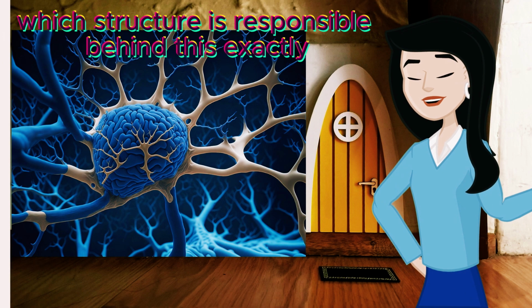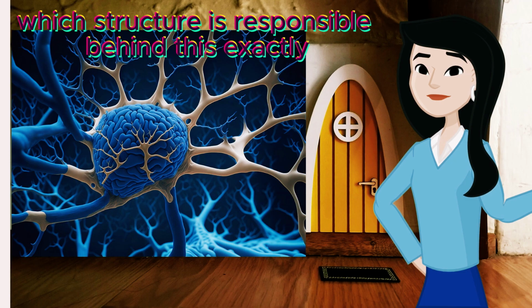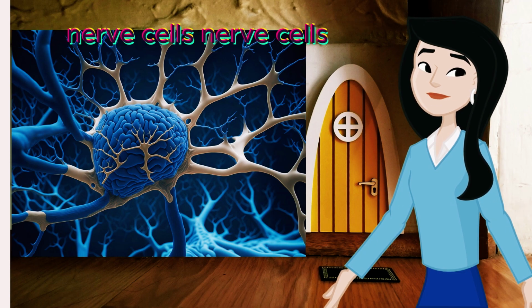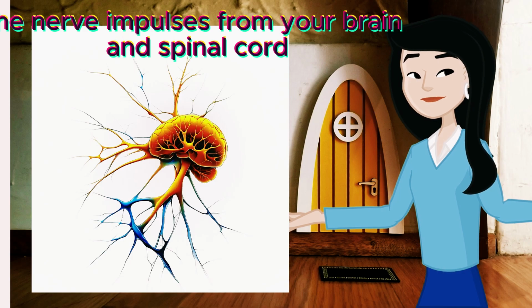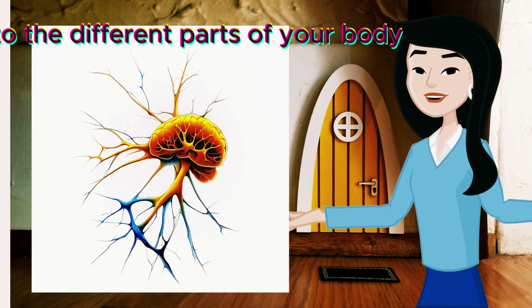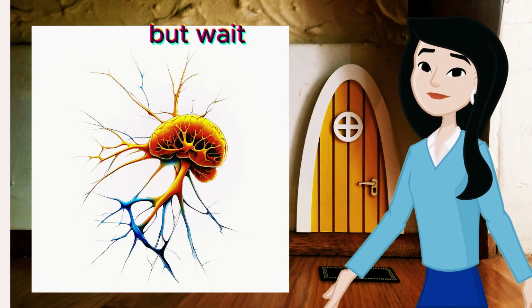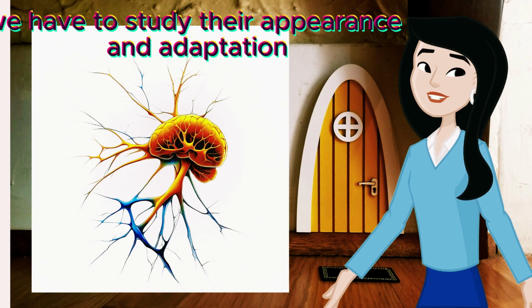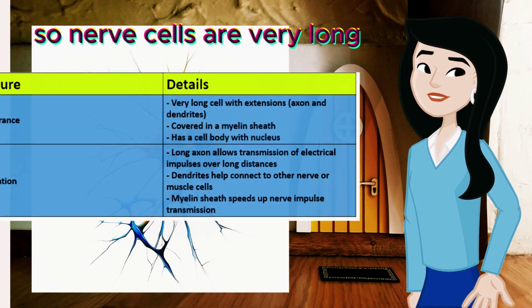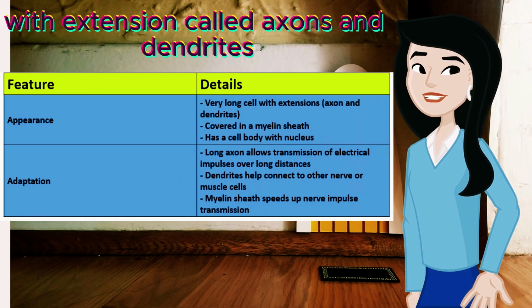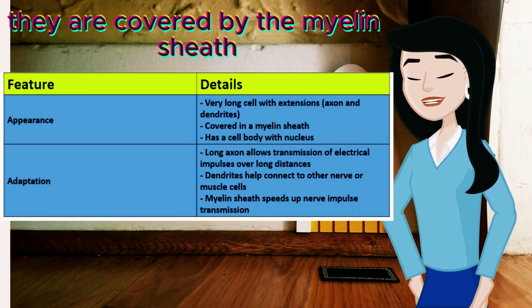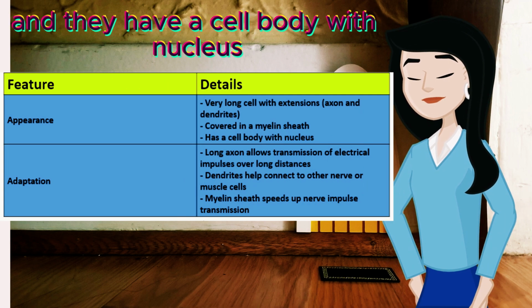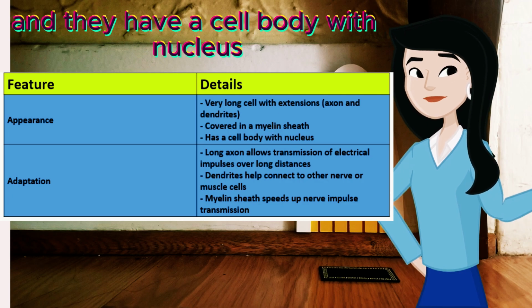And you know which structure is responsible behind this? Exactly, nerve cells. Nerve cells are responsible to transmit the nerve impulses from your brain and spinal cord to the different parts of your body. But wait, we have to study their appearance and adaptation. So, nerve cells are very long with extensions called axons and dendrites. They are covered by the myelin sheath and they have a cell body with a nucleus.